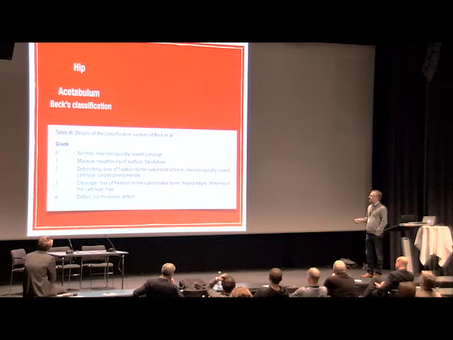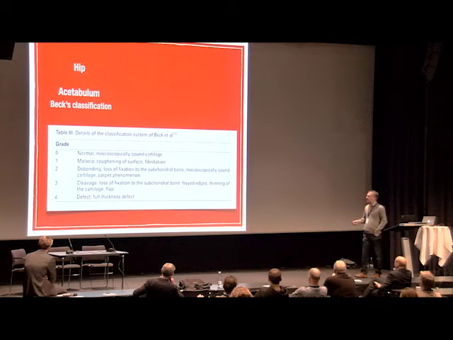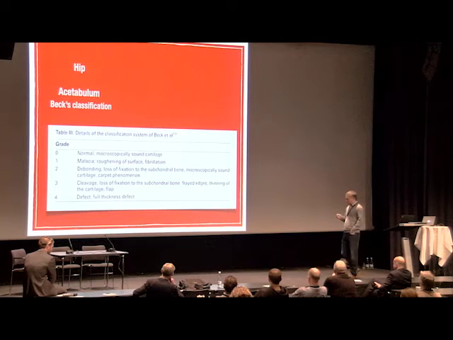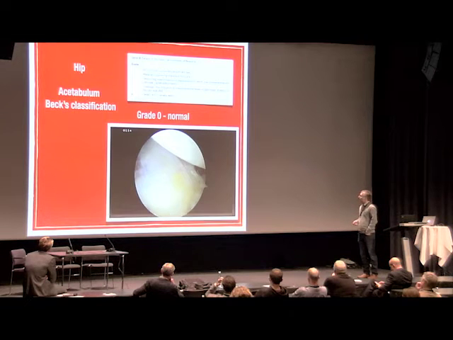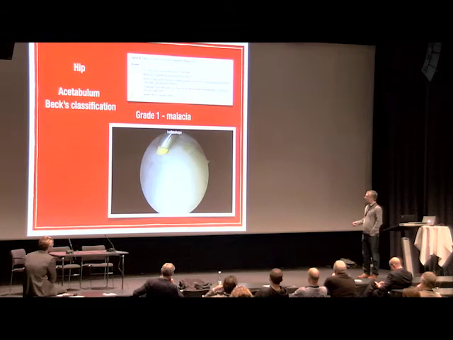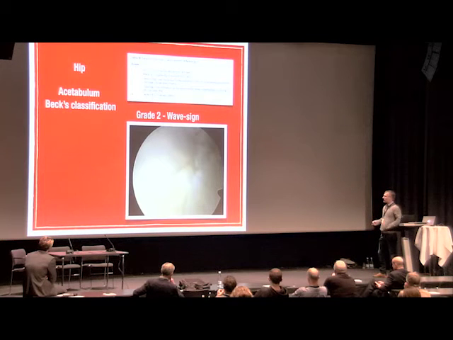Basically it looks like this. You have a grade 0, and then grade 1 is malacia, like fibrillation. Grade 2 is a debonding, we call the wave sign. Grade 3 is the cleavage, and then the full thickness defect. I'll go through them. This is a grade 0 or normal. There's hardly any changes at all. Here you have malacia that's starting to roughen a little bit on the edges. Here is very common to see in the hip joint. You have what we call a wave sign. The cartilage is starting to delaminate, and it's getting loose at the edge.